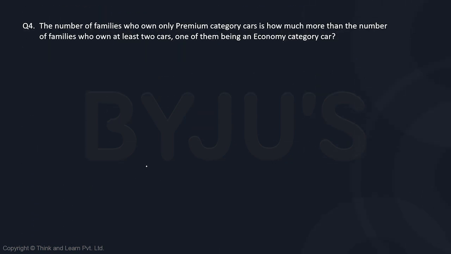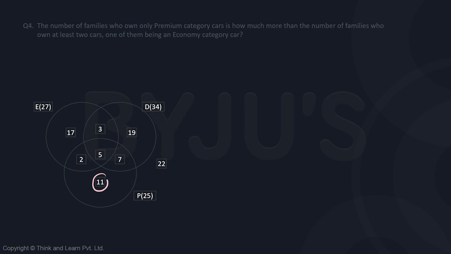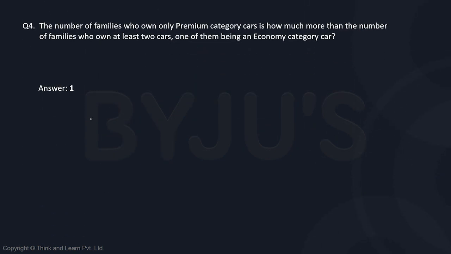Next question is the number of families who own only premium category cars. Let's check that here. Only premium category cars is 11 families. Is how much more than the number of families who own at least 2 cars, one of them being economy category. At least 2 are these and these, but within them, they should be having economy category as well. So they are 2 plus 5 plus 3. So 5 plus 3 plus 2 is equal to 10. 11 is one more than that. So my answer for this question should have been 1.